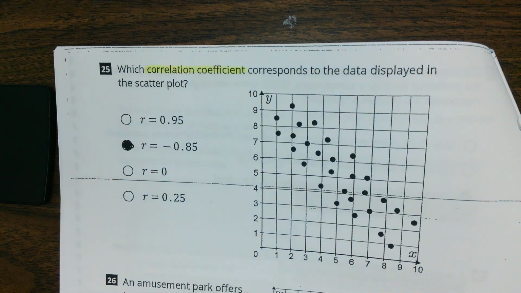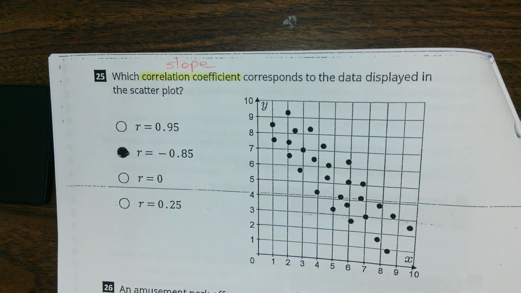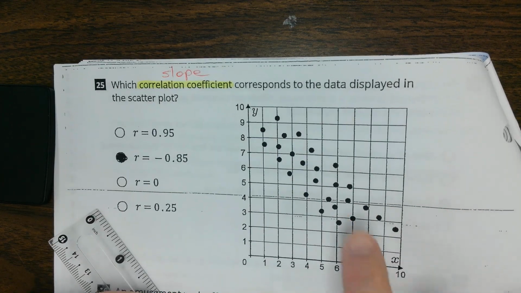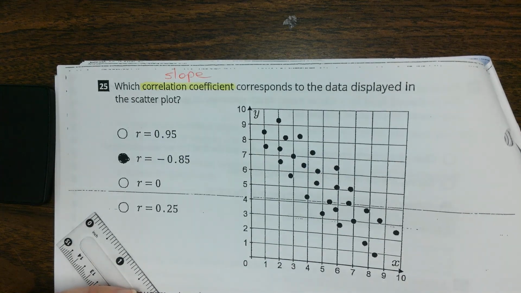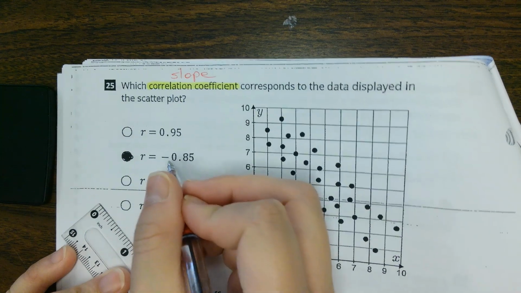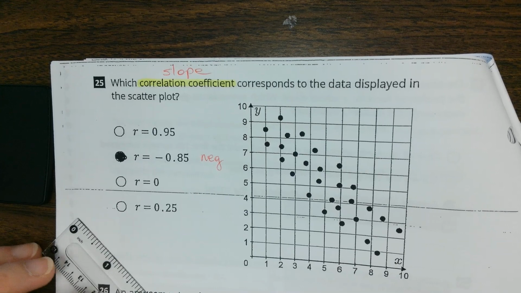Correlation coefficient. We kind of went over that the other day as well. What's another word for it? Slope. Yeah. So think of it as slope. Which slope corresponds to the data displayed in the scatter plot? That would make it a lot easier to understand. Again, the wording they use on EQAO, that's why I hate it. Looking at just this right here, does it have a positive or negative slope? Negative slope. And this was the only one with a negative slope. So therefore, it is that one.